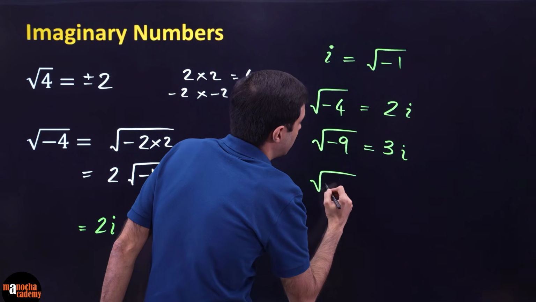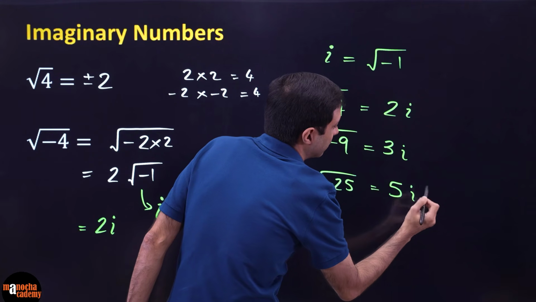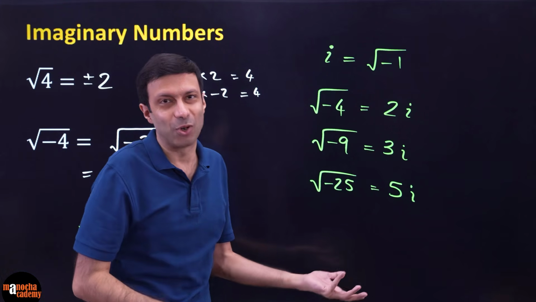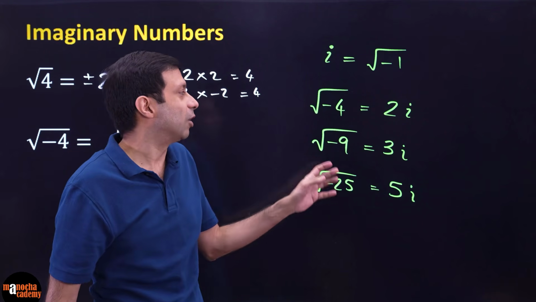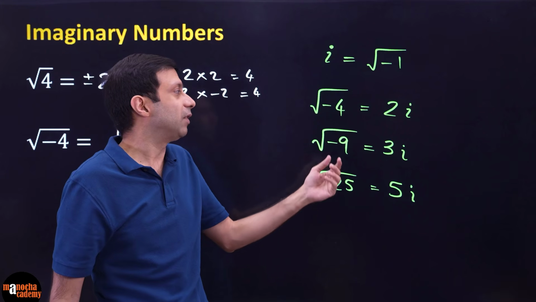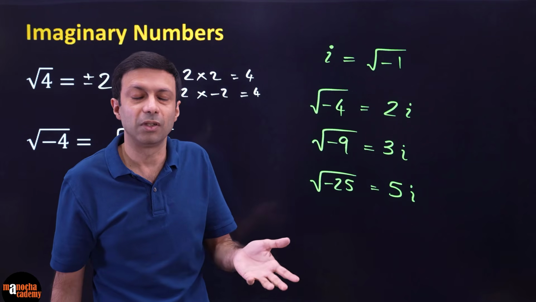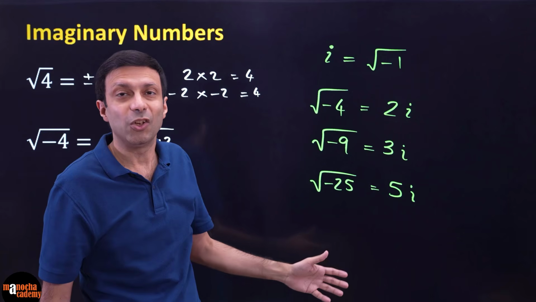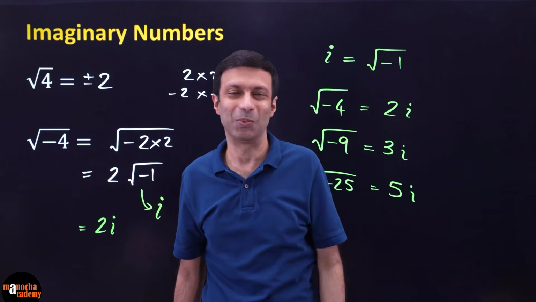Or square root of minus 25, 5 times I. Or I should say 5 iota. I have the habit of saying I, but strictly speaking, this is typically pronounced as 2 iota, 3 iota, 5 iota, right? Or later we'll see, we also write it as I3, I5, right? So the notation, whatever you're following in school, you can use that. But this is basically your imaginary number where we are defining square root of minus 1.